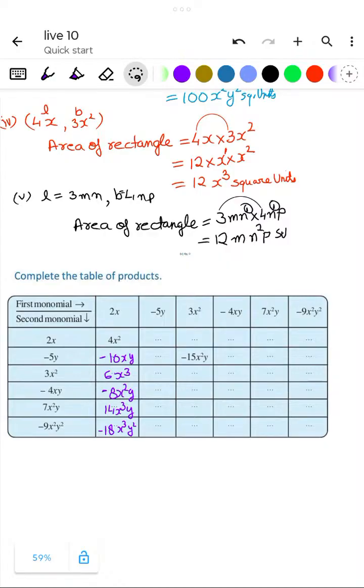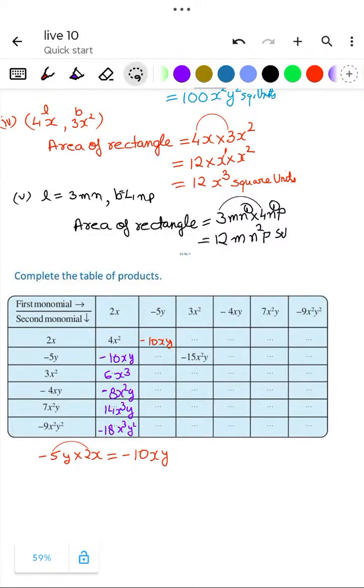Now next is minus 5y and 2x. We have to multiply this with this and write the answer over here. Okay. So negative 5y times 2x. So when we multiply the digits, we will get negative 5 into 2 is equal to negative 10 x y. So this is negative 10 x y.